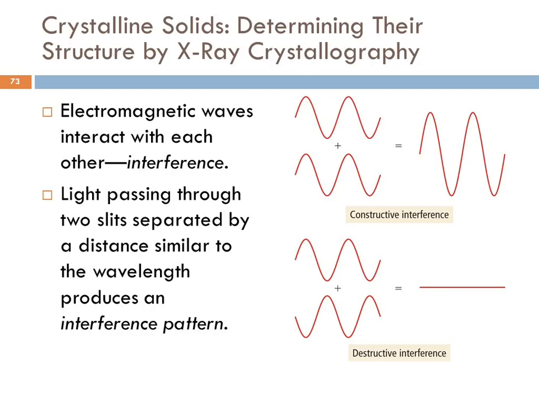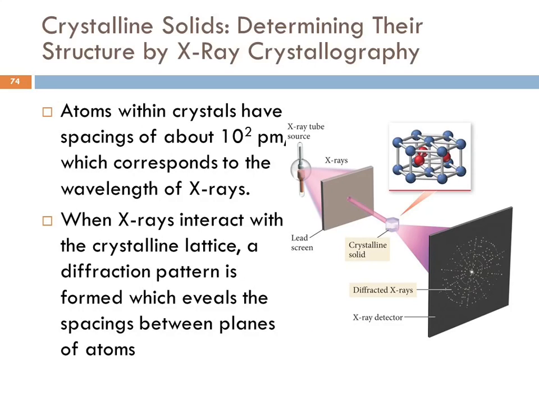And as we saw before, when you pass light through two slits, if the distance between the slits is similar to the wavelength, then we're going to get interference patterns as the light bends through the slit and interferes with the waves coming through the other slit. And so this is the basis of X-ray crystallography.